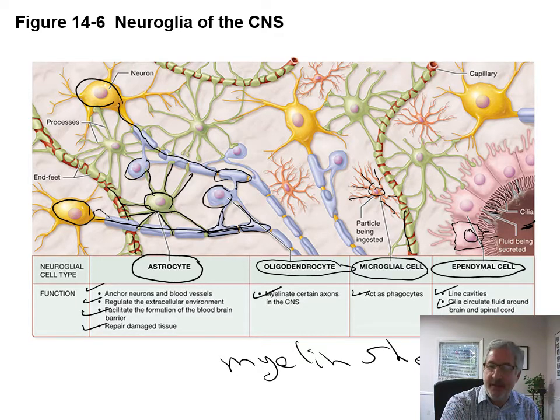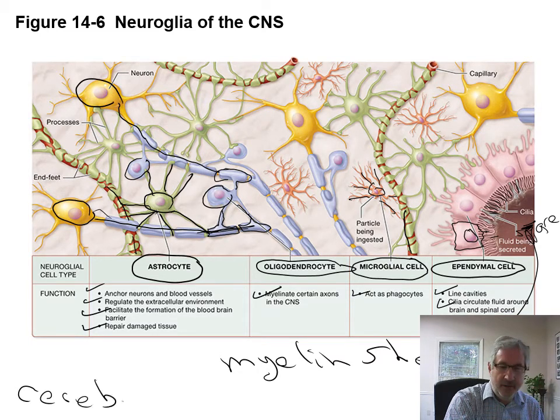So this is a space. Let's see if I can write space, and the space has cerebrospinal fluid. That's supposed to be an F. So let's see if I can write that word out. So cerebrospinal fluid.